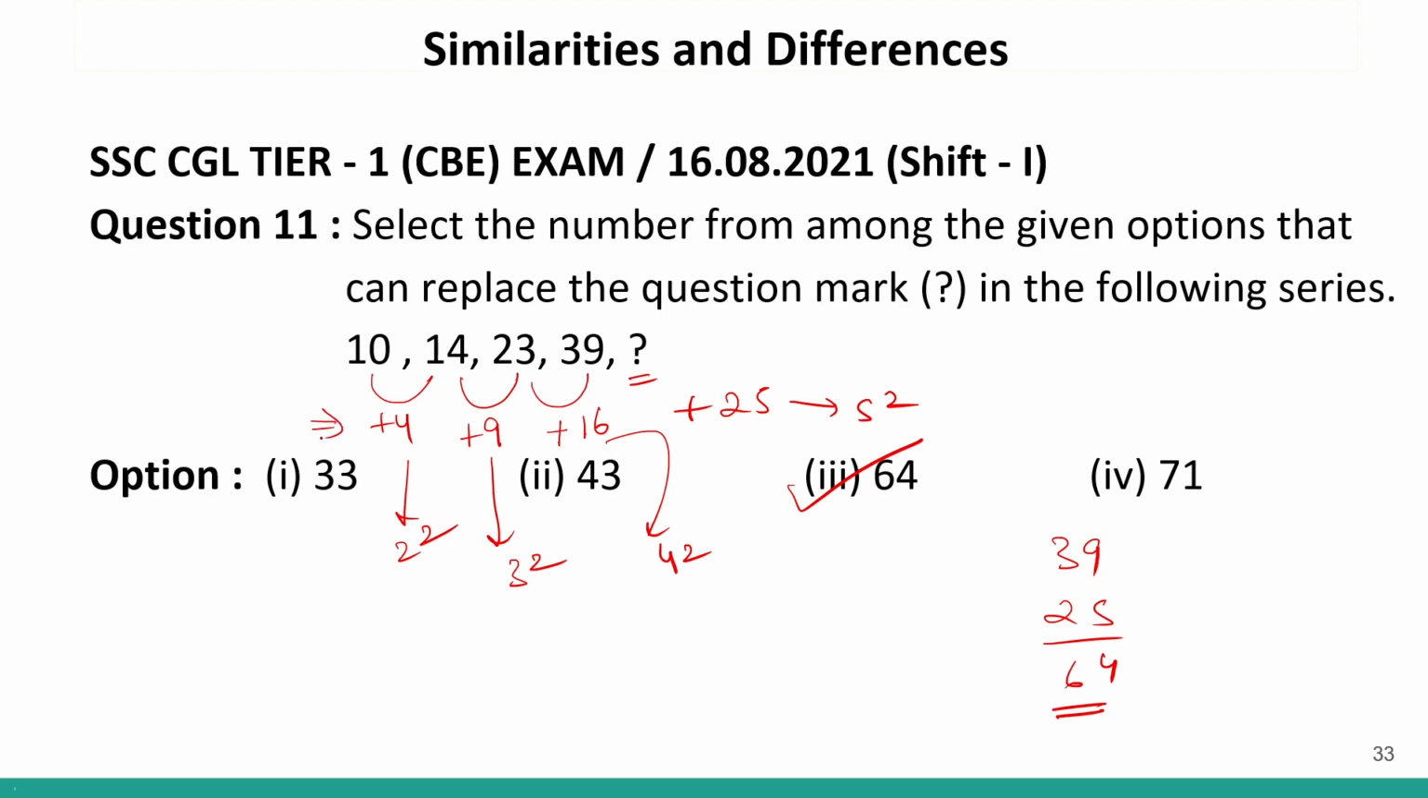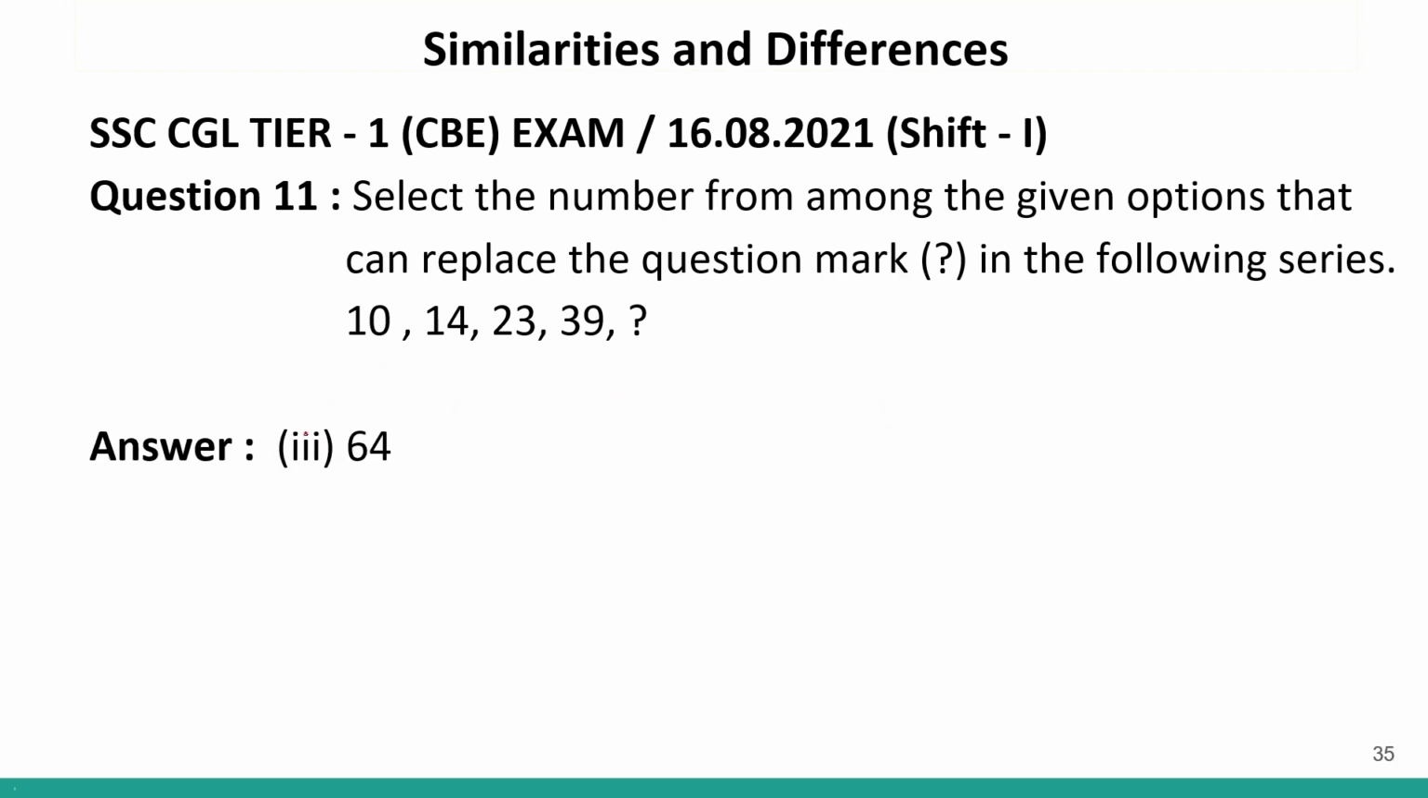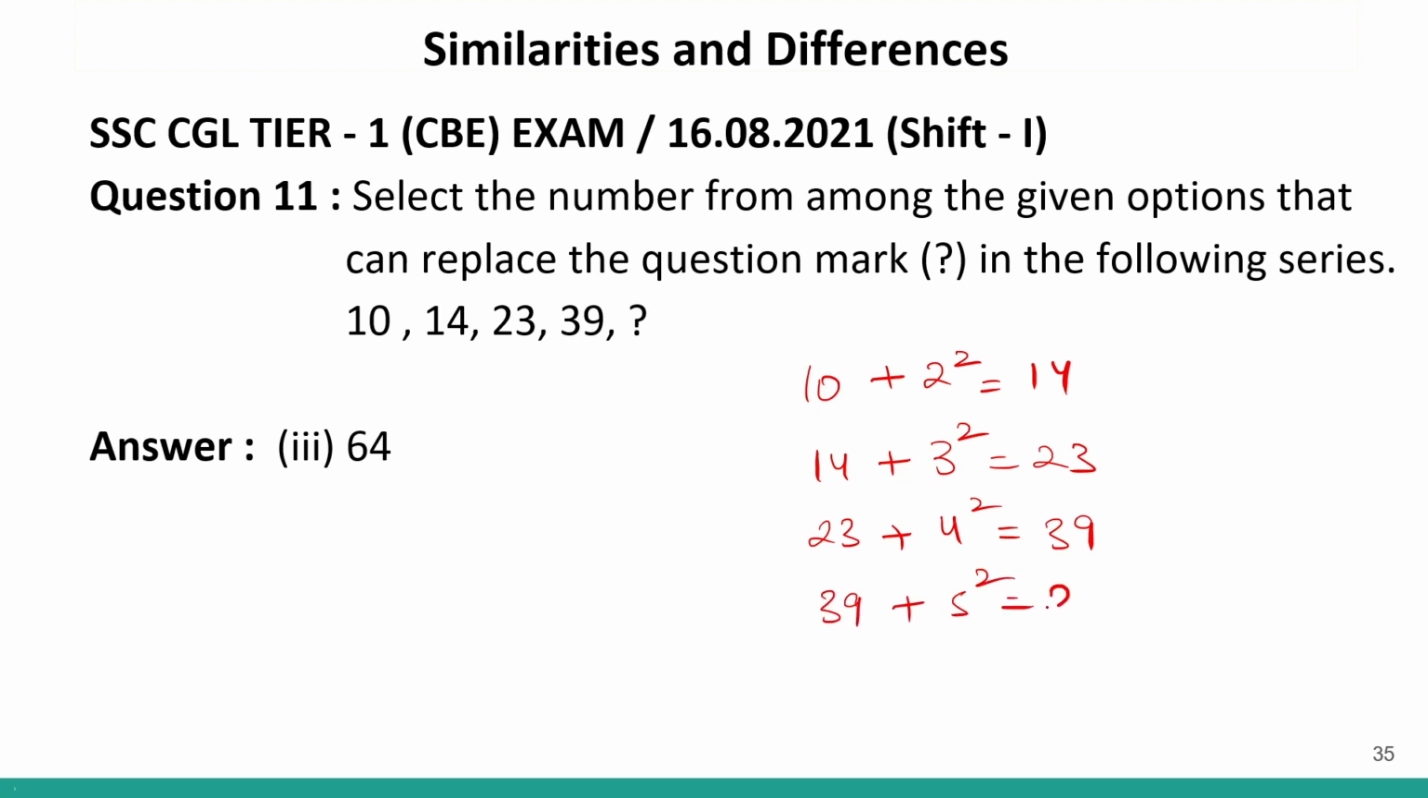Simply we were adding consecutive perfect squares. We can write it like this. 10 plus square of 2 will give me 14. Similarly, 14 plus square of 3 will give me 23. 23 plus square of 4 will give me 39. And similarly 39 plus square of 5 will give me 64. Okay, so this is one way to write it.